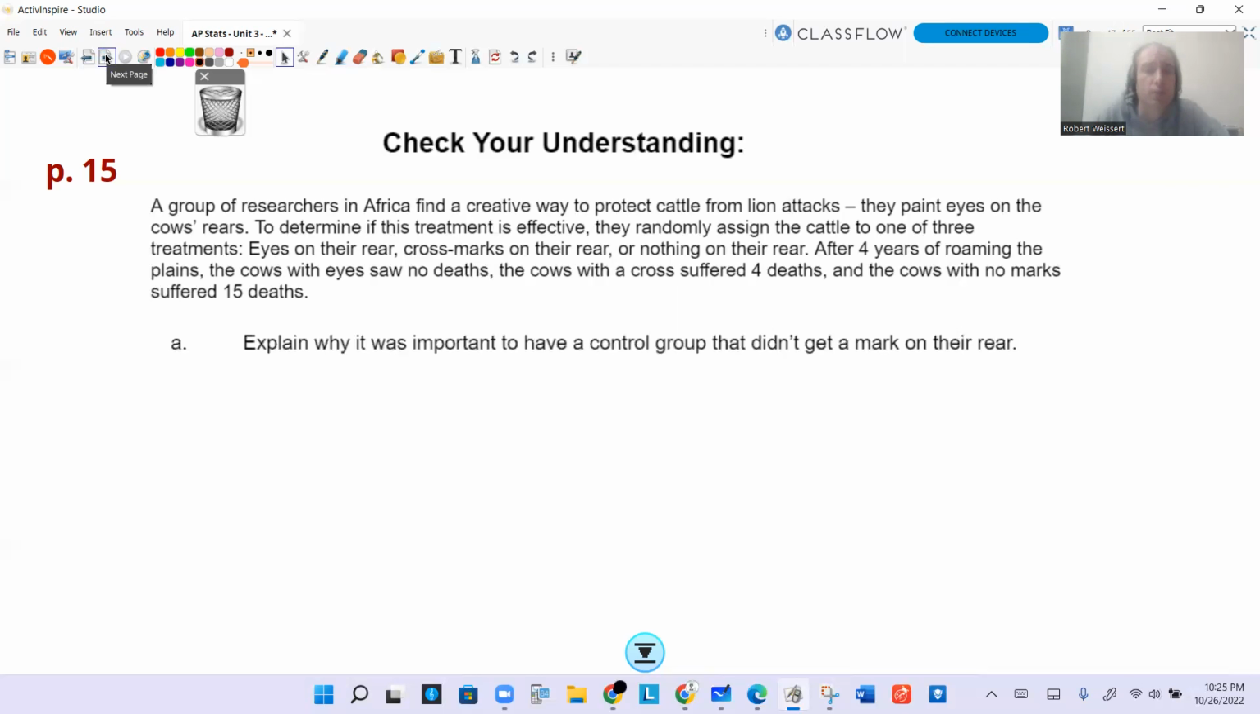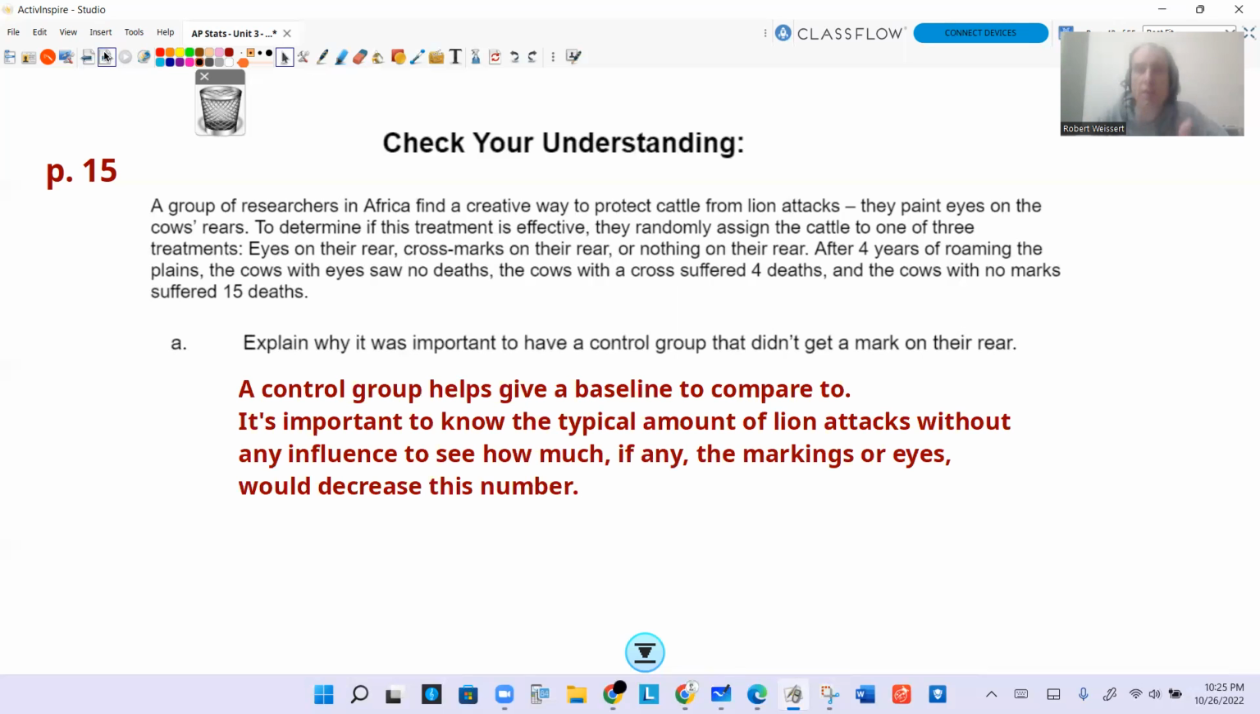Now, let's look at the question. Why was it important to have a control group that didn't get a mark on their rear? Well, you know why. You've got to have some sort of basis of comparison. The control group gives a baseline to compare to. It's important to know the typical amount of lion attacks without any influence to see how much, if any, the markings or eyes would decrease this number. You've got to know what they're starting with, right? So you've got to have control.